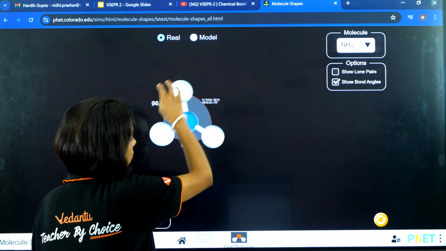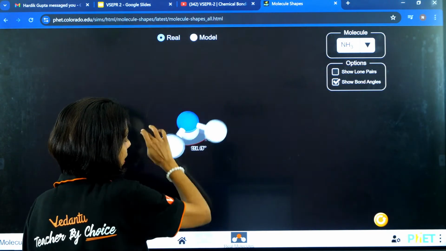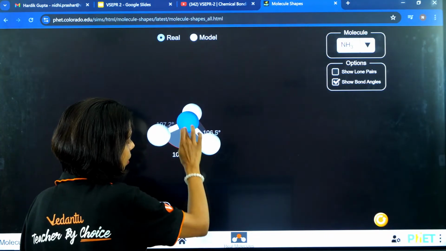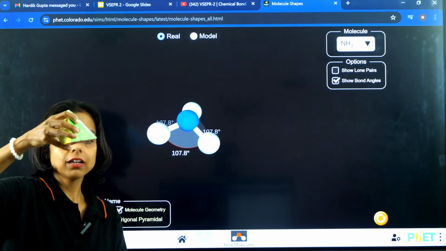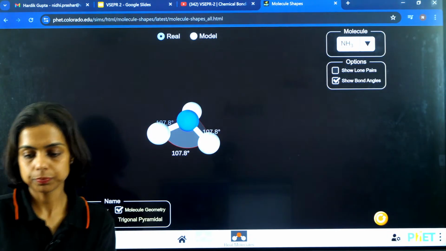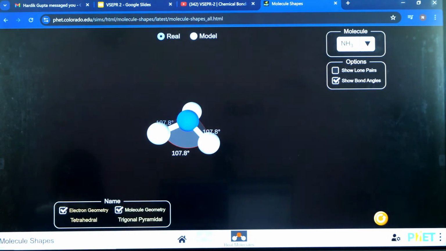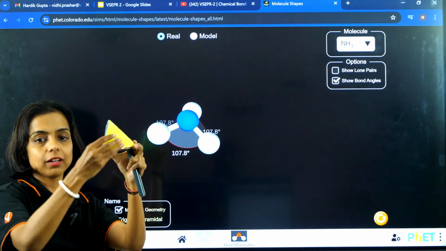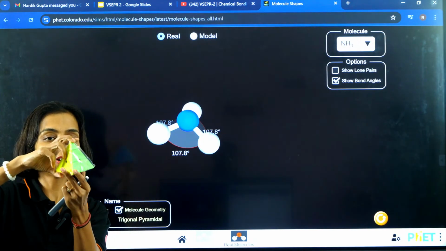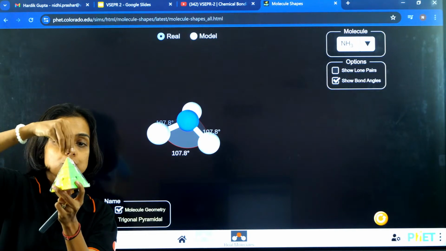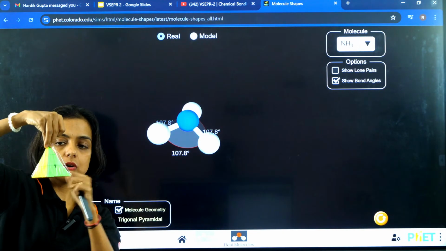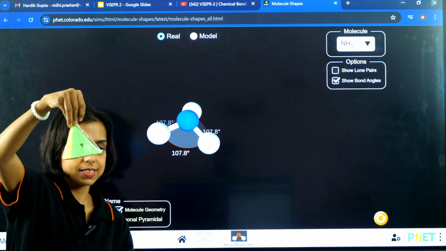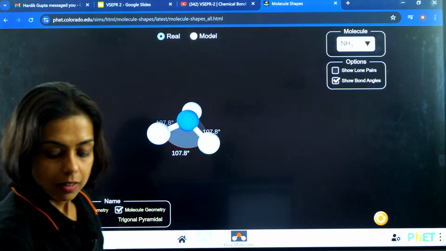So this is a triangular pyramidal, right? A pyramid with a trigonal base. Just like this. A pyramid with a triangle base, like this. This is the ammonia molecule, trigonal pyramidal. This is a pyramid. So there is this nitrogen here. Nitrogen, hydrogen, hydrogen and hydrogen. A pyramid like this.